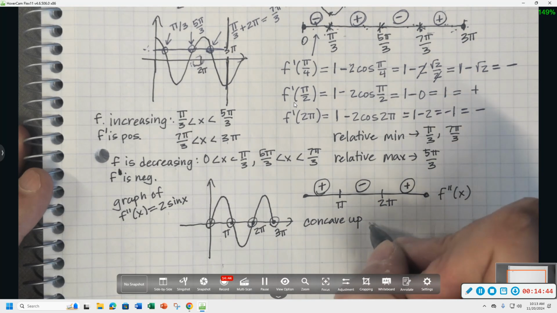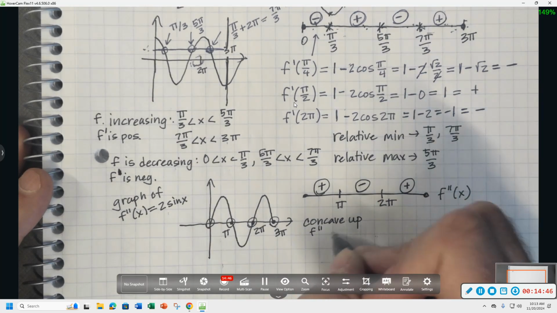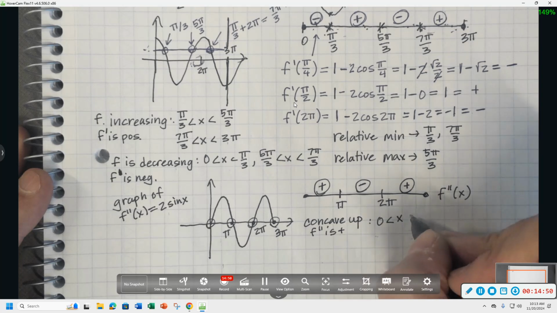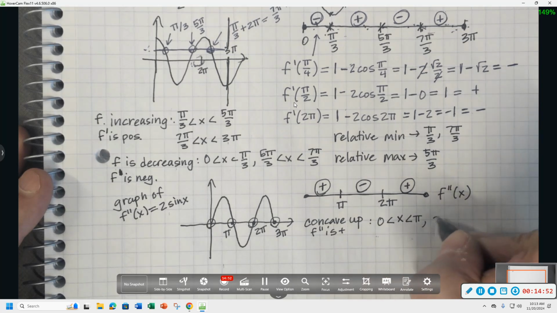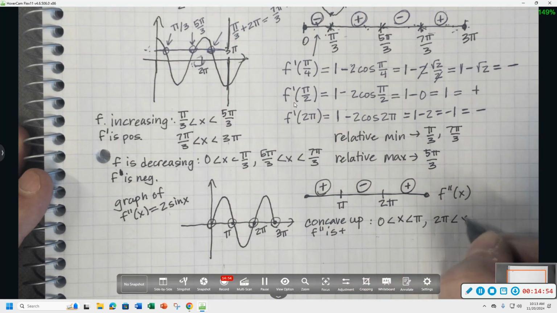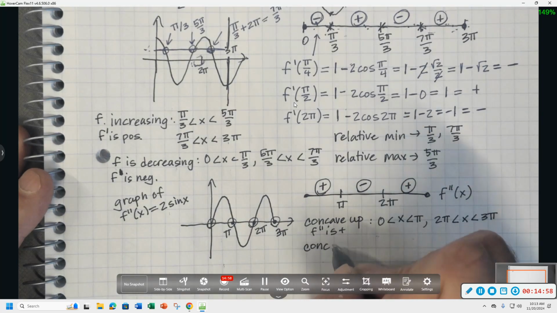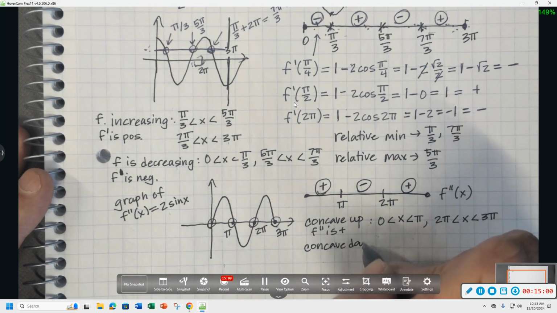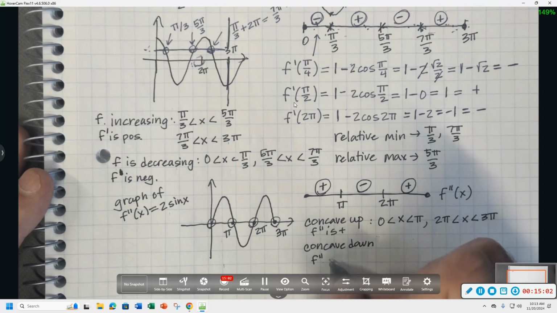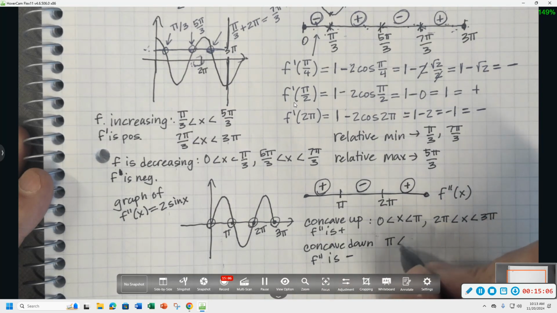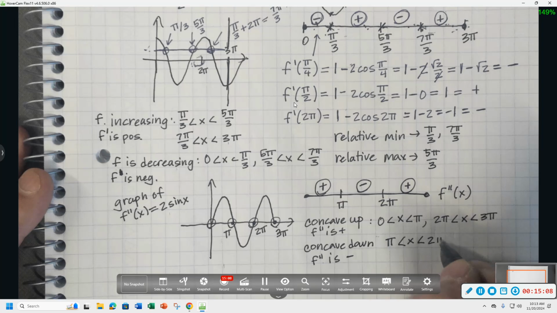F is concave up when f double prime is positive. That happens from 0 to pi, and it also happens from 2 pi to 3 pi. Okay? It's concave down when f double prime is negative. Okay, that happens from pi to 2 pi.